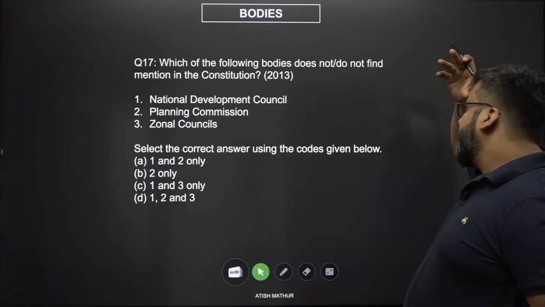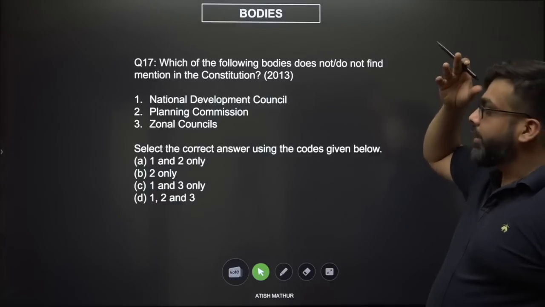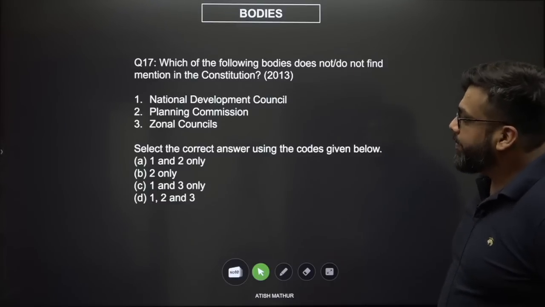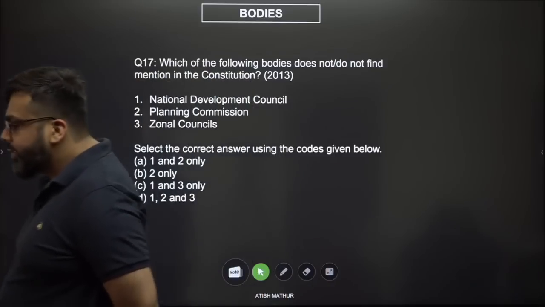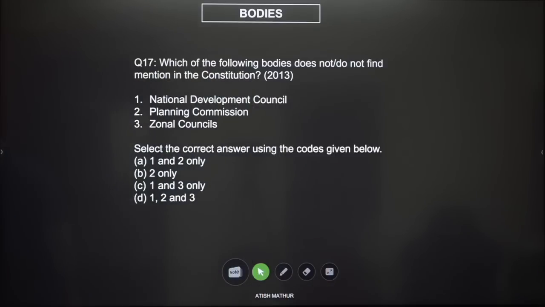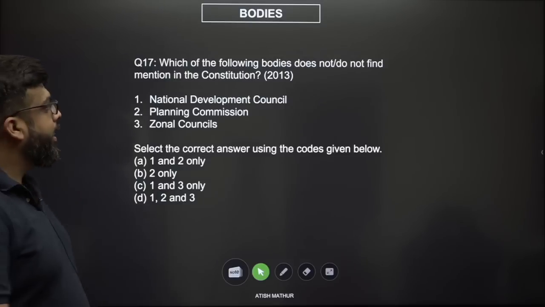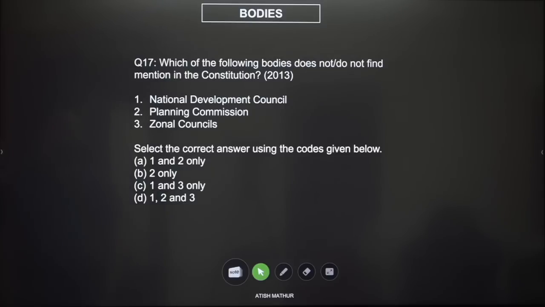17. Which of the following bodies do not find mention in the Constitution? NDC, Planning Commission, and Zonal Councils. This is a good question for 2013 because a lot of reshuffling of bodies was happening around that time, but you can still solve this question through a simple elimination method as well, right? Which of the following are not? NDC, Planning Commission, and Zonal Councils. 1 and 2, 2 only, 1 and 3, 1, 2 and 3.